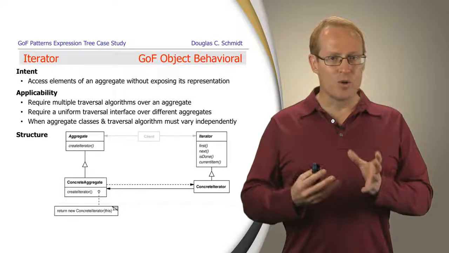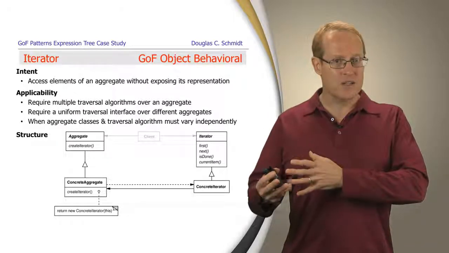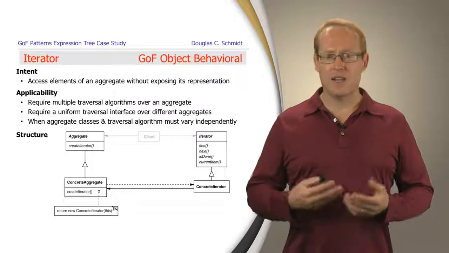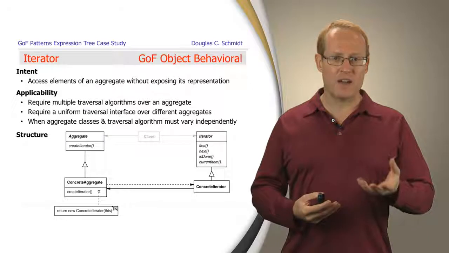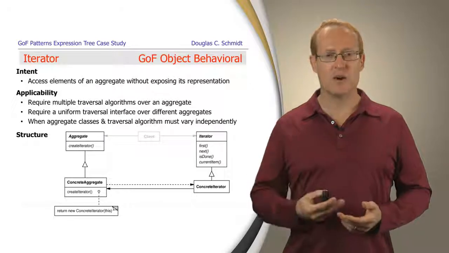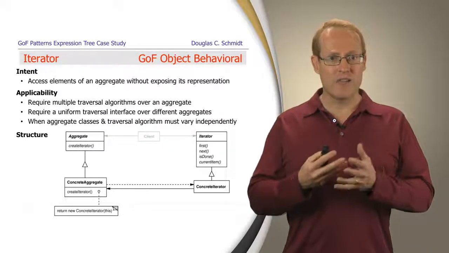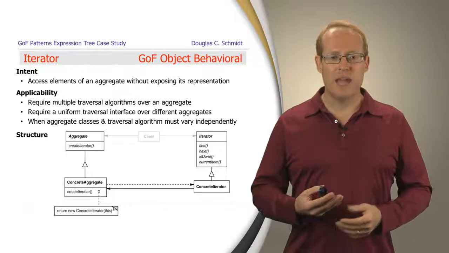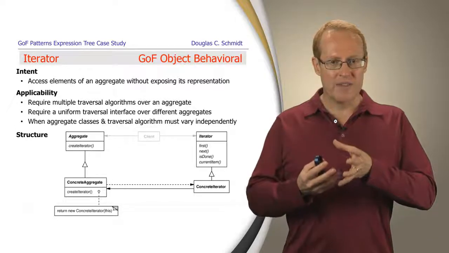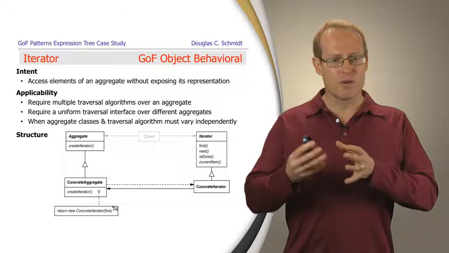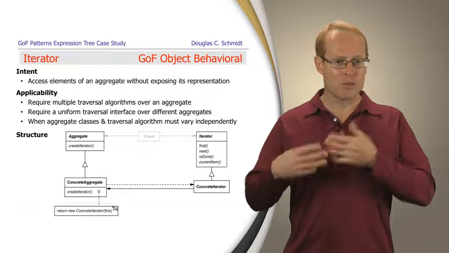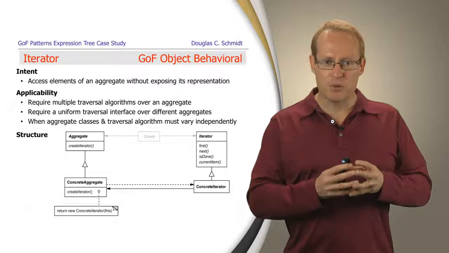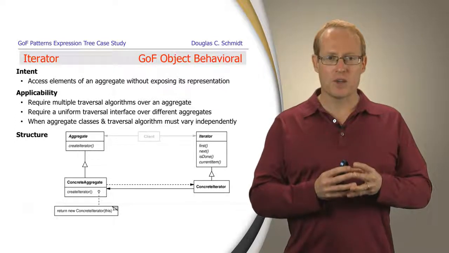You want to be able to have a uniform traversal interface over different aggregates. For example, think about the way that C++ STL works. We have different aggregates. We have different containers. We have vectors and decks and maps and sets and so on. But we use the same iterator interface to access those things. And then the other time when you would apply this pattern is when we have a need to be able to have the aggregate classes and the traversal algorithms vary independently. We might want to be able to support things that can be different, but we don't want to have those dependencies expressed in the particular relationships between these different parts of the code.